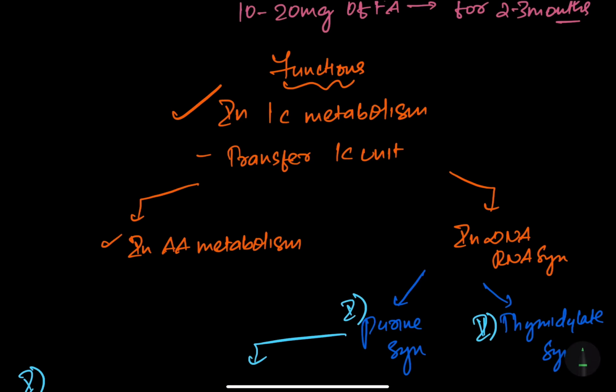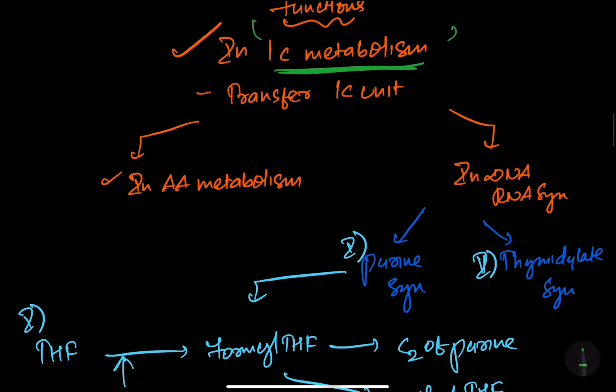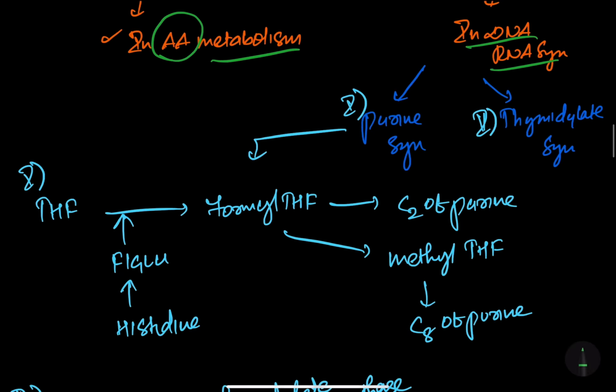An important function is that it participates in the 1-carbon metabolism. It transfers the 1-carbon unit. So in this way, it has two functions: amino acid metabolism and DNA RNA synthesis. How is this DNA RNA synthesis happening? Firstly, purine synthesis and thymidylate synthesis.